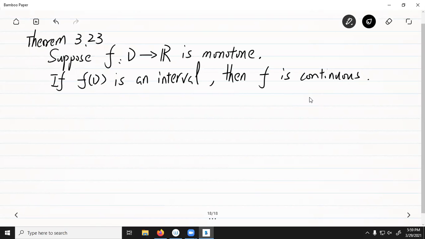Do you remember we have a theorem? If a function is continuous and the domain is an interval, then the image is an interval. That is different from this one. This one says f is monotone and the image is an interval. I didn't say D is an interval. I say if f is monotone and f of D is an interval, then f is continuous.